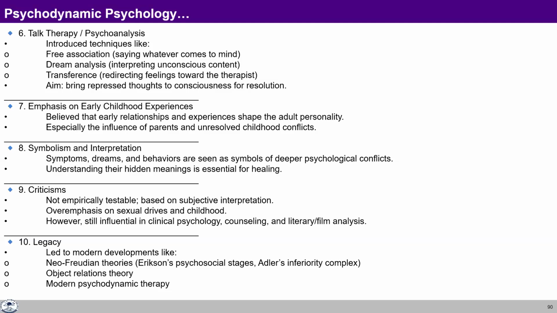Then transference. Whatever you assume about human beings, you assume the same thing about your therapist and share with the other, whatever you feel, be it opposition or relationship, attraction or repulsion, and transfer that feeling and then see what happens. He also has a lot of emphasis on early childhood experiences. He believed that early relationships and experiences shape the adult personality.